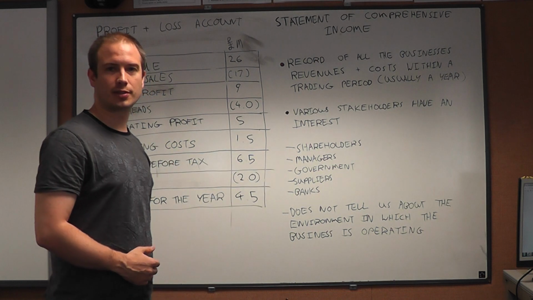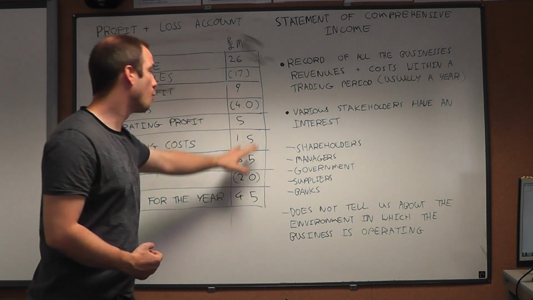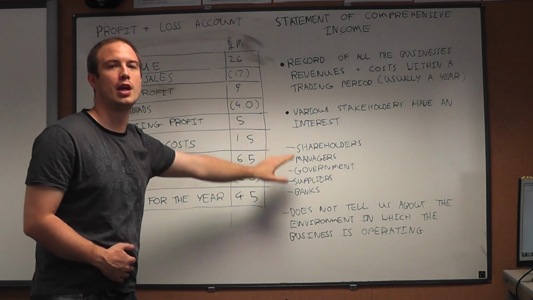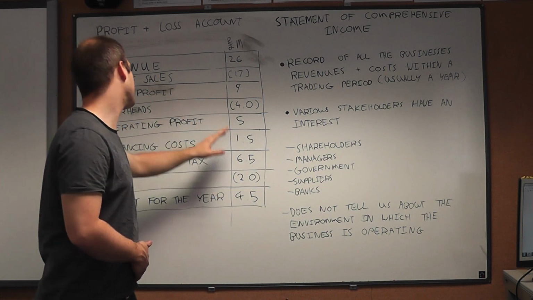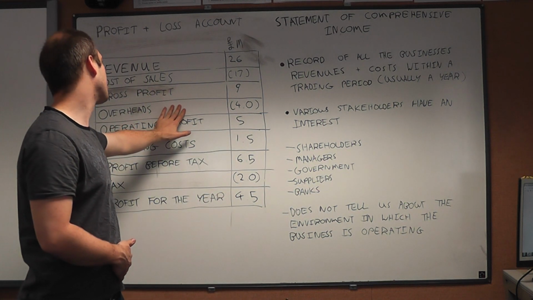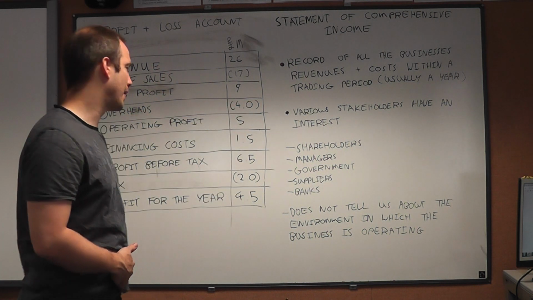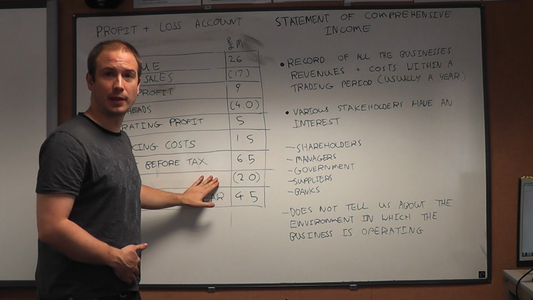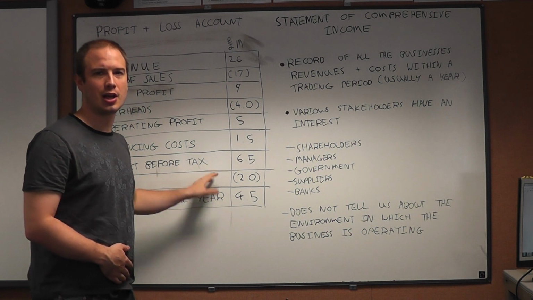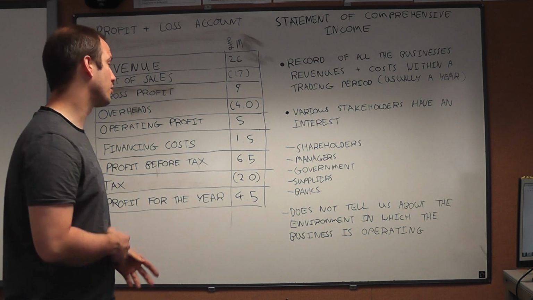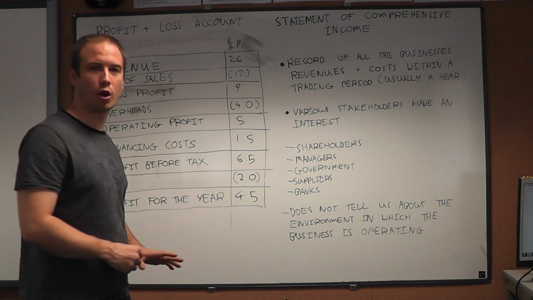Following that, we have managers, because managers can look at this and see where are the biggest costs, what can we do to improve our profitability. So think about, can we reduce our overheads, can we reduce our cost of sales? The two big expenditures. Is our tax bill too high? Do we need a better accountant? All of these things managers can think about in order to meet profit targets.